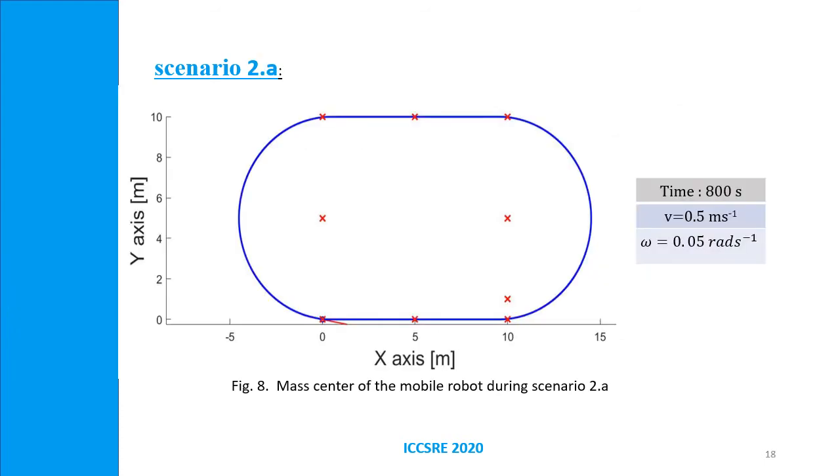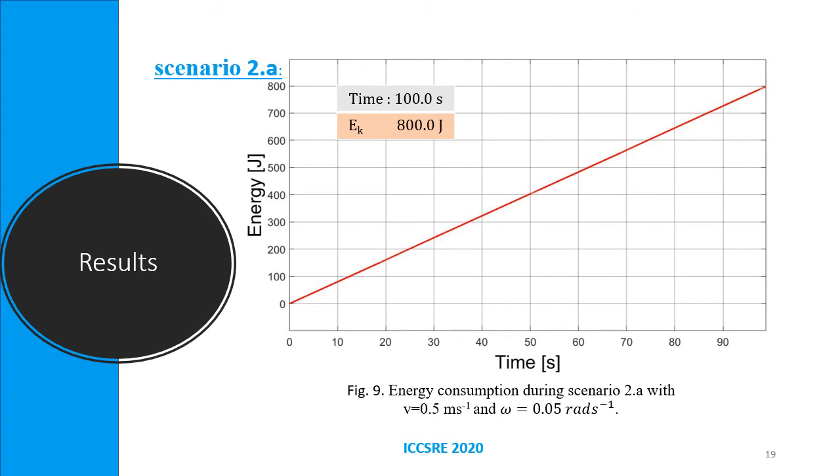In the second scenario, a square path as shown in this figure by red crosses is considered. In order to evaluate the influence of the linear and angular velocities on the tracking path, three tests were performed. Here we have the trajectory in blue traced by the mobile robot with v equal to 0.5 meter per second and omega equal to 0.05 radian per second. In this case, the average cross track error is greater than desired. Naturally, this leads to excessive energy consumption as shown in Figure 9.